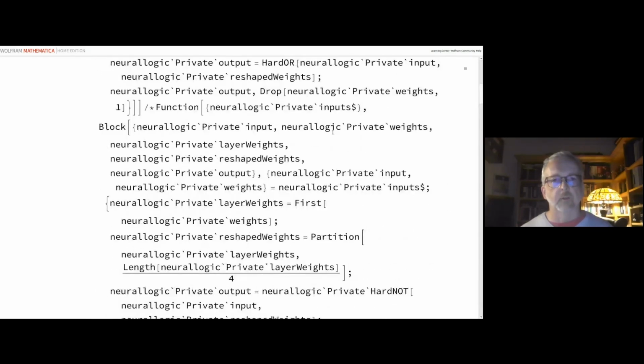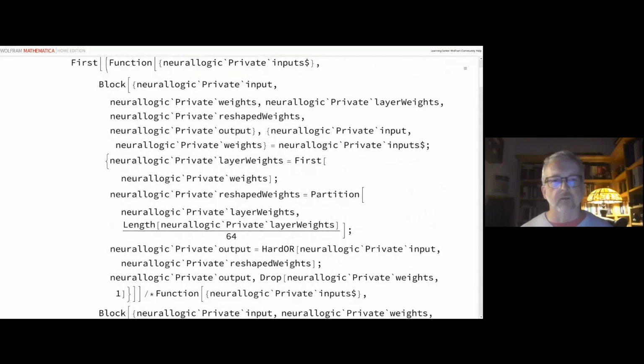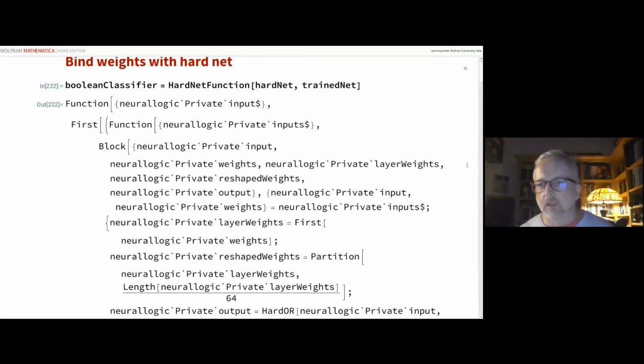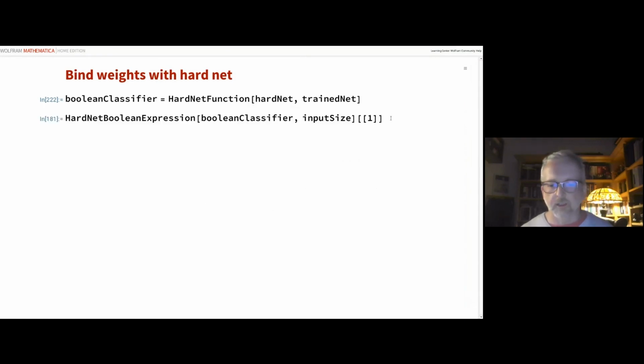Now, this function, apart from the obfuscation, reduces down to logical operations. That's quite a large expression, so let's actually look into it. Because this is a Wolfram function, we can symbolically evaluate it to see precisely what Boolean function has been learned.